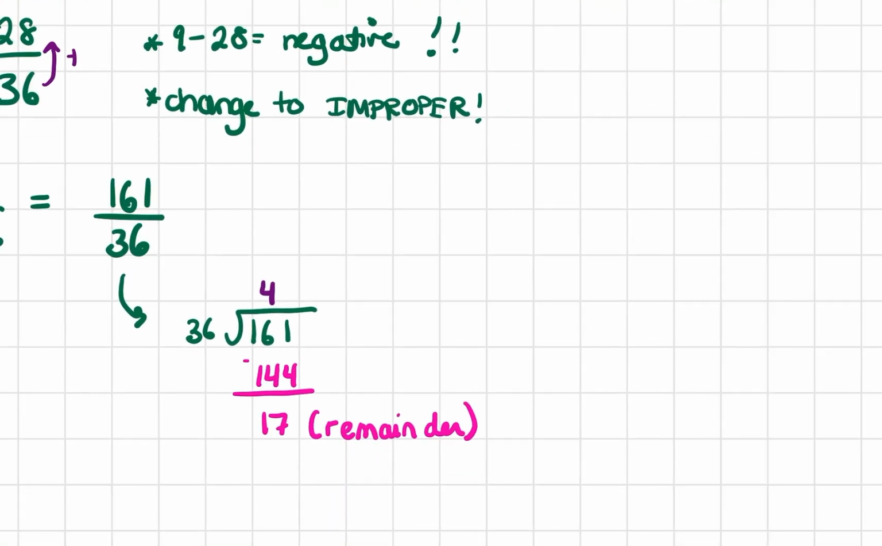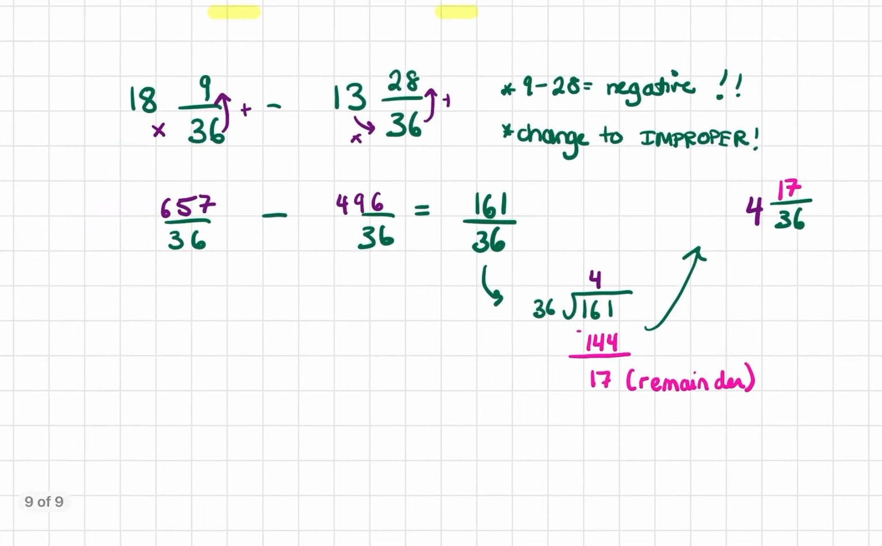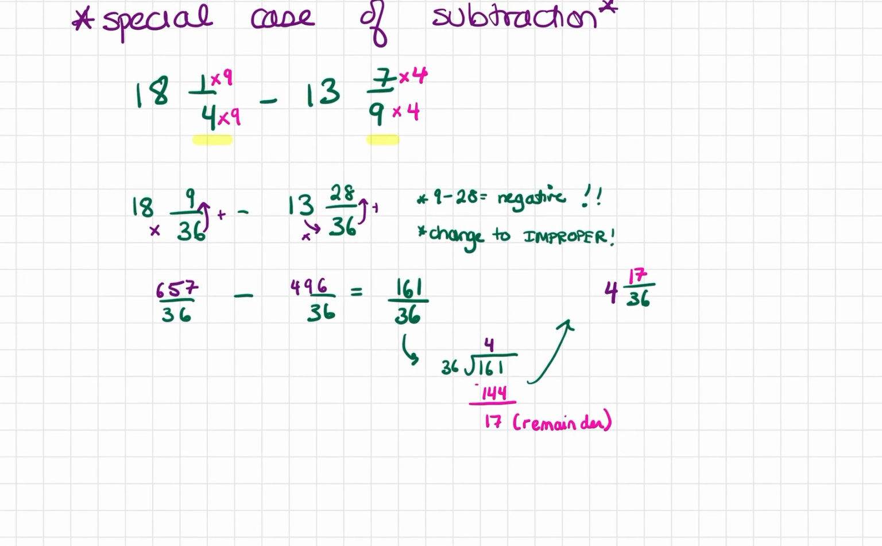Which then means, let's do another here. Our 4 is our whole number. Our 17, which is our remainder, goes up here. And nothing changes about our 36. So we have just changed, we've done a lot of work actually for this question. We changed mixed to improper, then improper to mixed, but we were also able to subtract without negative numbers, which is great and very, very helpful for us.